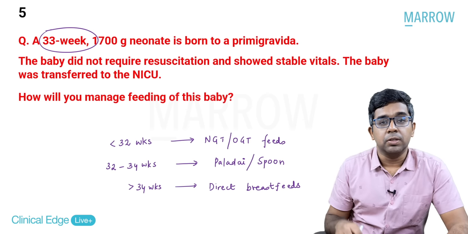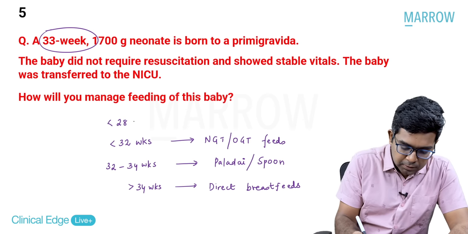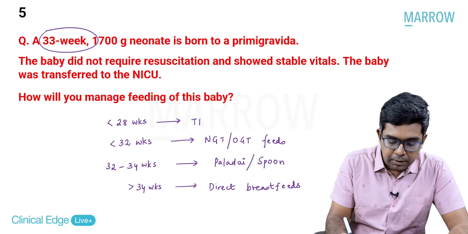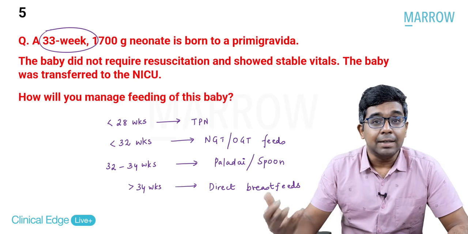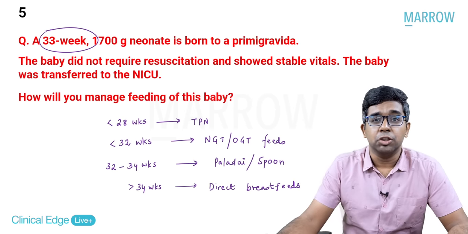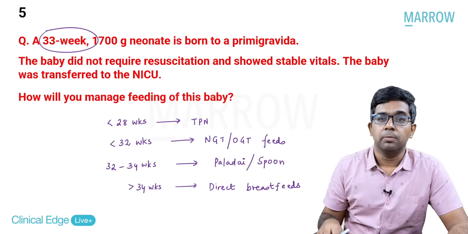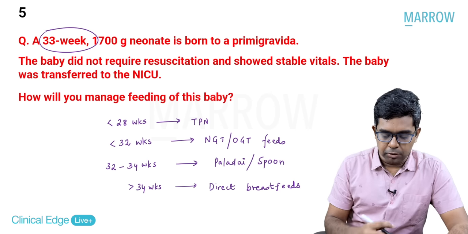One more thing also I'm going to add here. If the baby is less than 28 weeks of gestation, it has to be TPN. What is that? Total parenteral nutrition, because that baby's intestinal motility is very poor, digestion is very, very poor, that even if you give milk through tube feeds, it is not going to be digested and absorbed. So less than 28 weeks, it should be total parenteral nutrition.